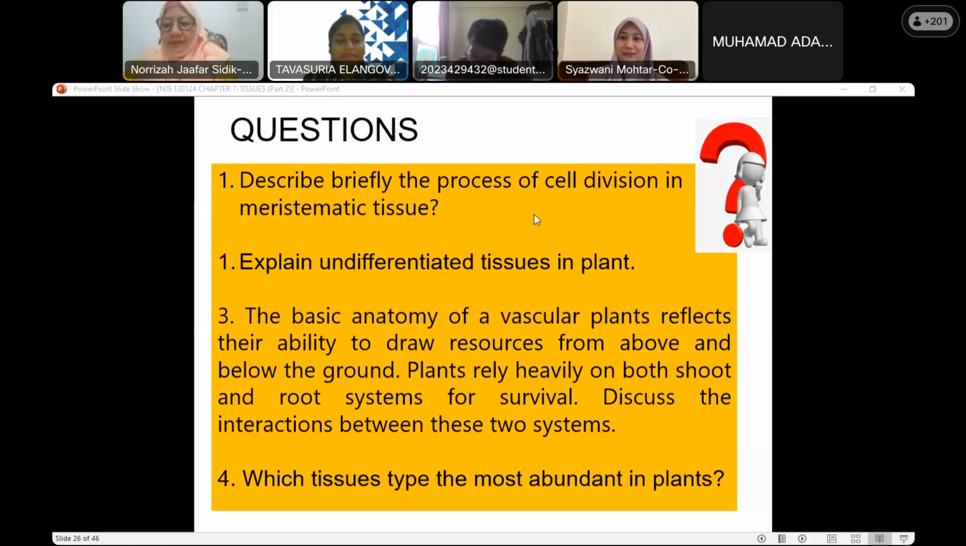In plant cells, the mitosis is the same as in animals. So it starts with what phase? Anyone? It starts with the interphase, right? We challenge the TAPA students or the SABA students. Who can try? Remember back.